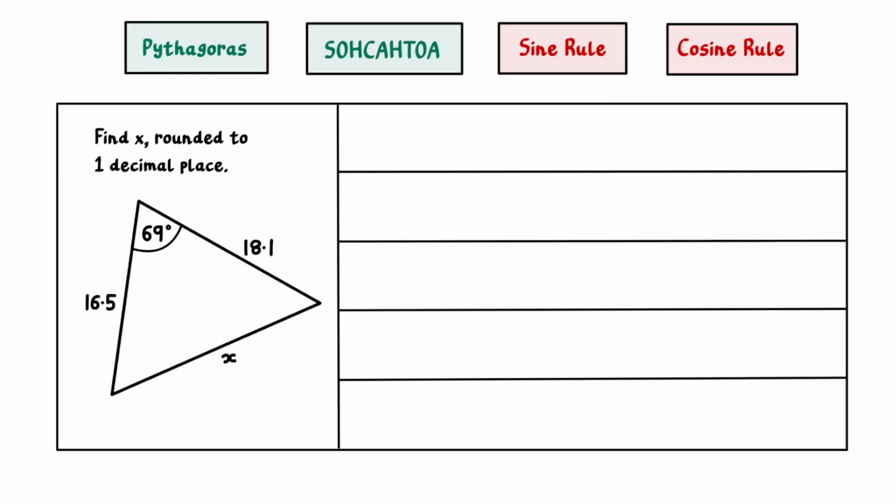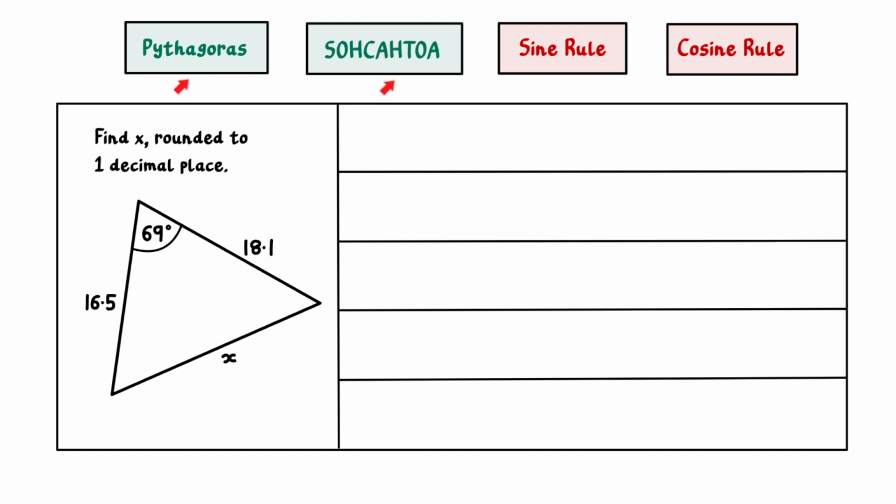In our first example, we have a triangle with sides of 16.5, 18.1 and x. We also have a 69-degree angle. To solve for x, the first step is to identify which method to use. A very useful question to ask here is the following: does the triangle contain a right angle?